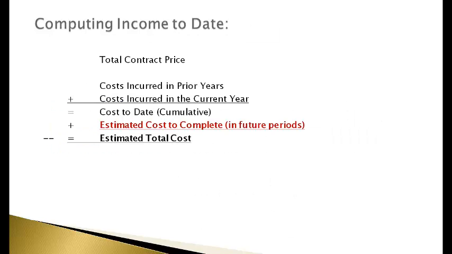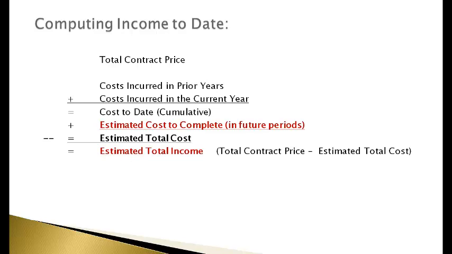Income for the period is computed on this table. The table begins with the contract price, which is compared to the actual cost incurred plus the estimated cost, to determine the total income expected to be earned on the contract.